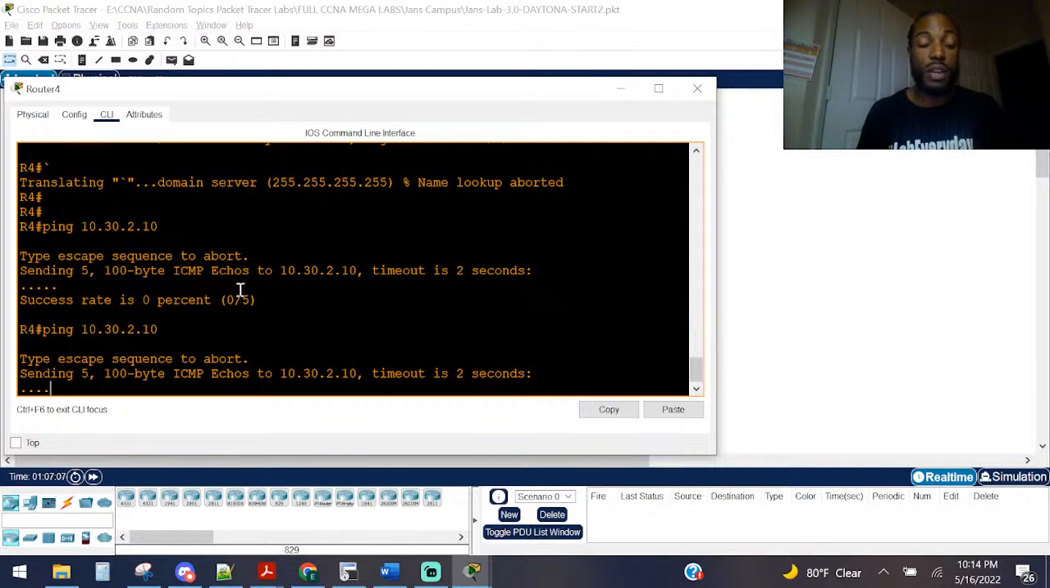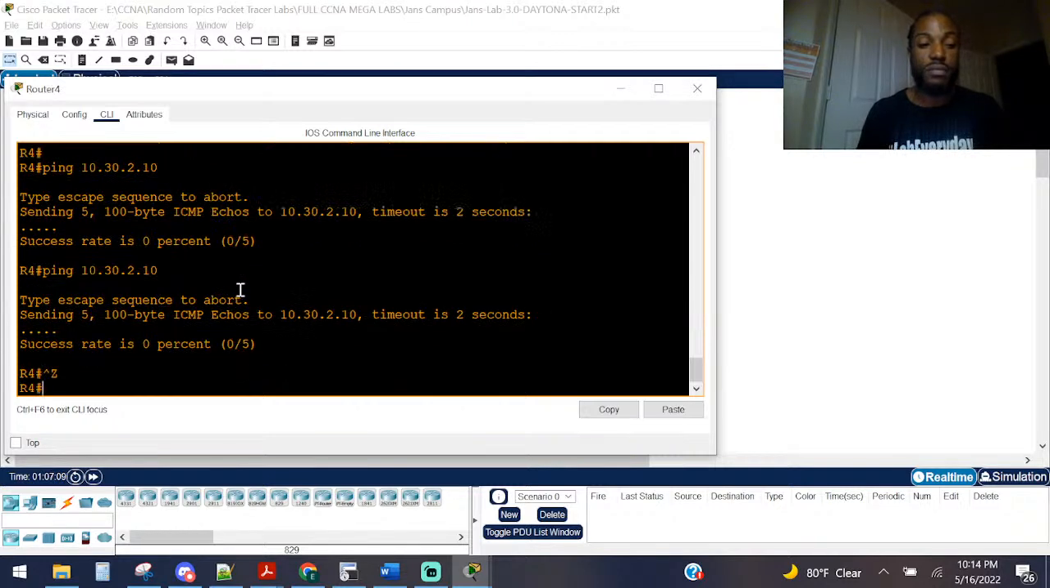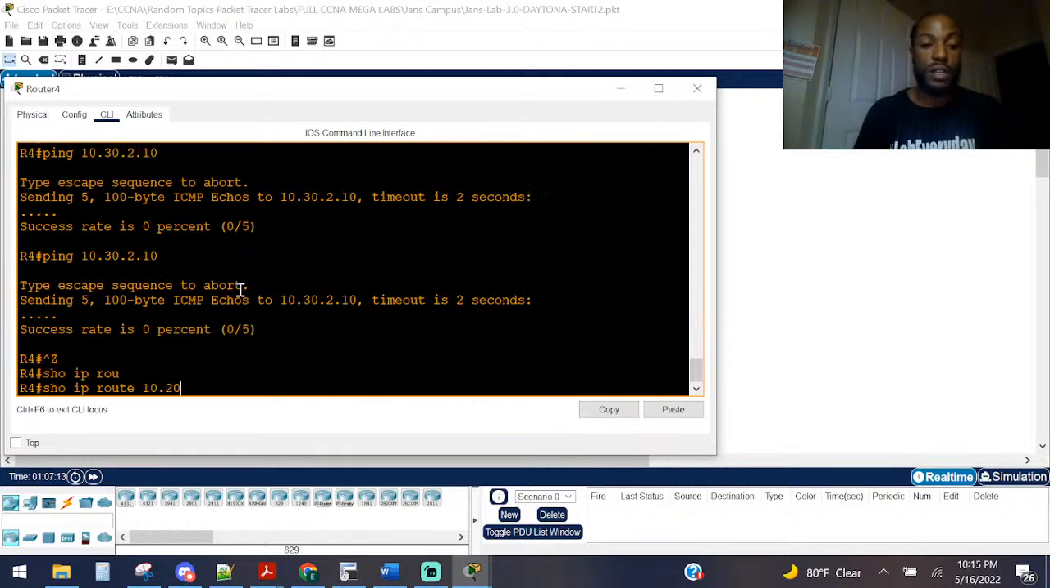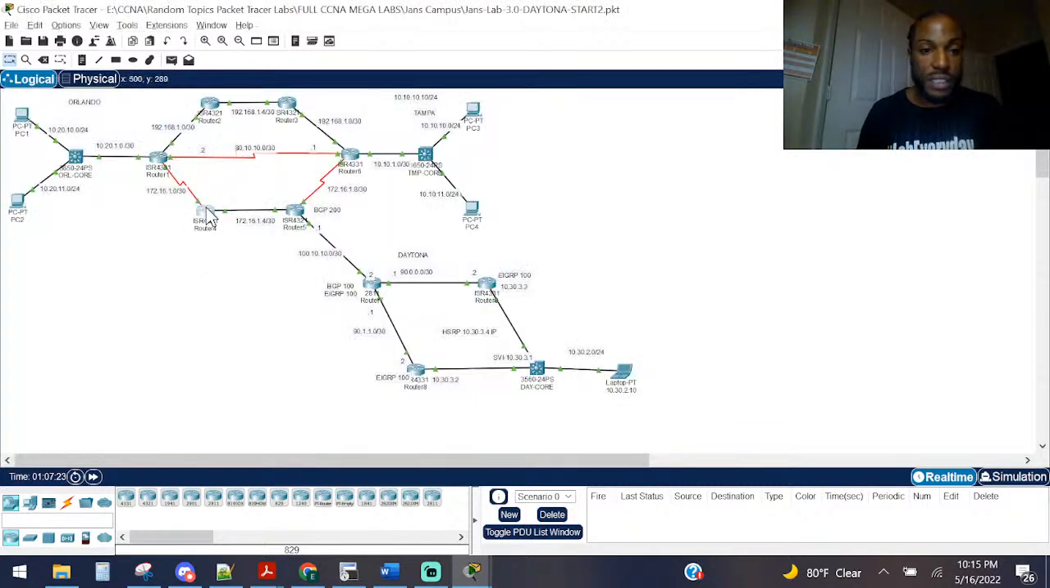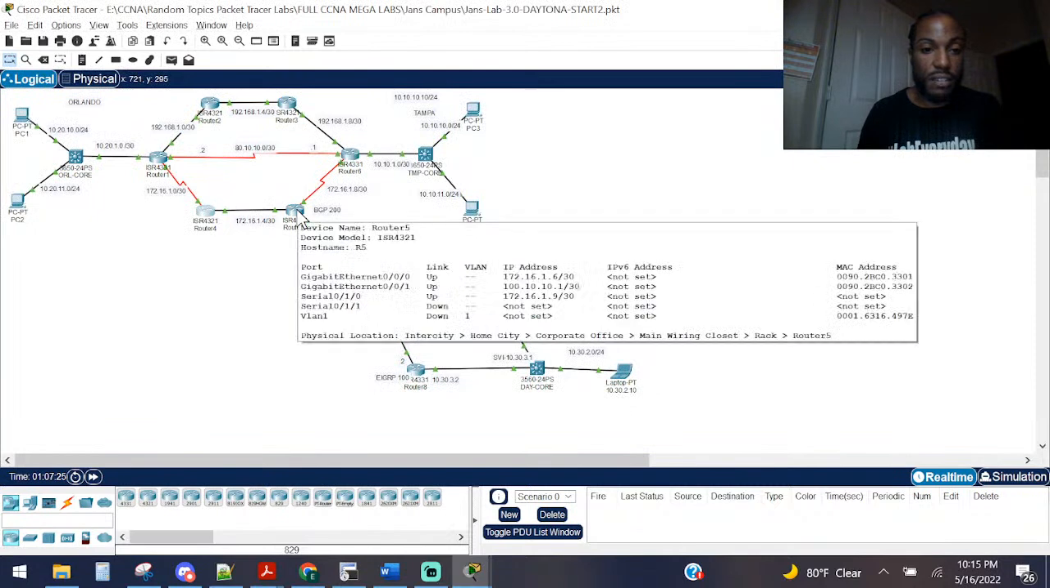We know router 5 can ping it, right? Let's see. Show IP route 10.30. Oops, 30.2.0. Yes, he knows how to get there. Is it in the next hop? 172.16.1.8 or 1.6? Yes, that's his next hop to get there.